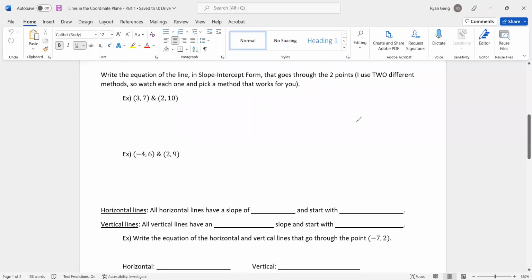Write an equation of the line in slope-intercept form that goes through the 2 points. I'm going to show you 2 different methods for doing this. I'm going to do one method for number 1 and the other method for number 2. I don't care which one you use, just know how to do it. All right. So the first method, I'm going to find slope.